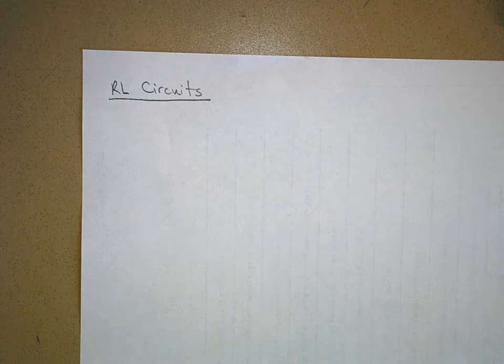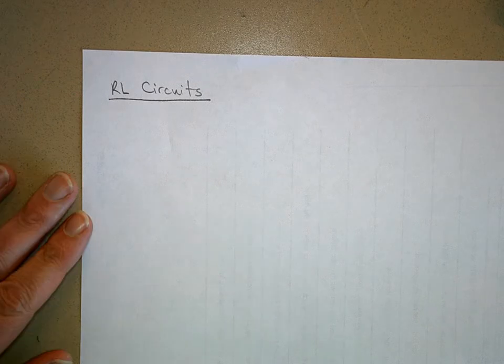So we're going to talk about circuits that have resistance and inductance in them. And by the way, all circuits have a little bit of resistance and a little bit of self-inductance in them. They have to. All circuits form loops, and all circuits have a little bit of resistance in them. So this is true for all circuits.